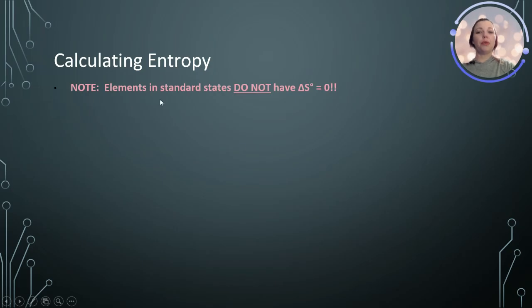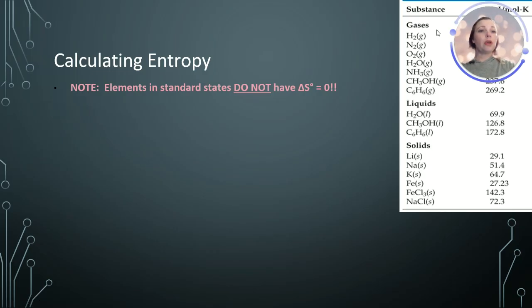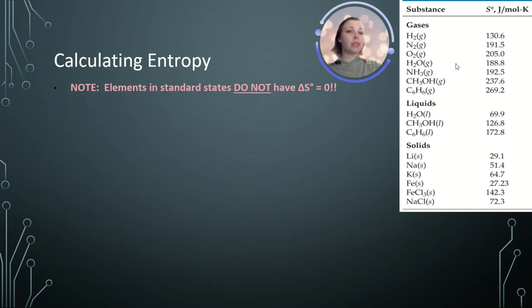First of all, an important thing to note is that elements in standard states do not have a delta S standard equal to 0. So that is different than enthalpy. I wanted to show you some values here. You can see that the elements do not have standard entropy values of 0. Here's hydrogen in its elemental form at 130.6. Nitrogen in its elemental form is 191.5. You can see that as our atoms get larger, the entropy value increases, okay?